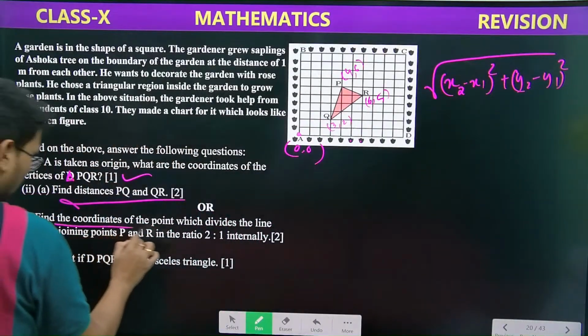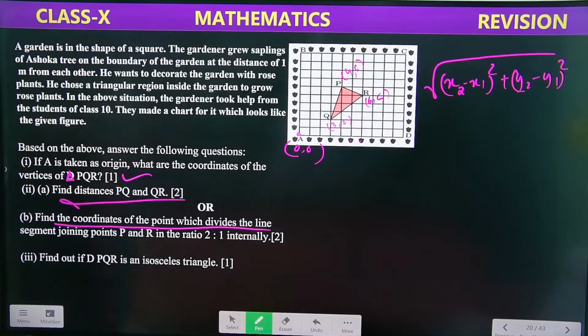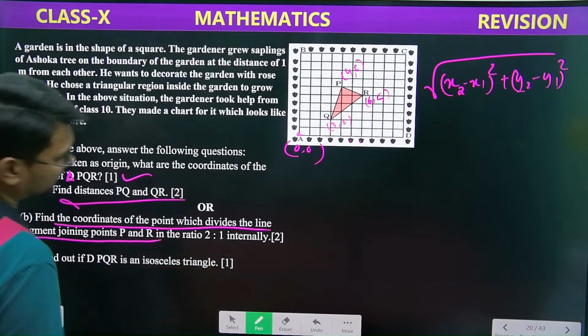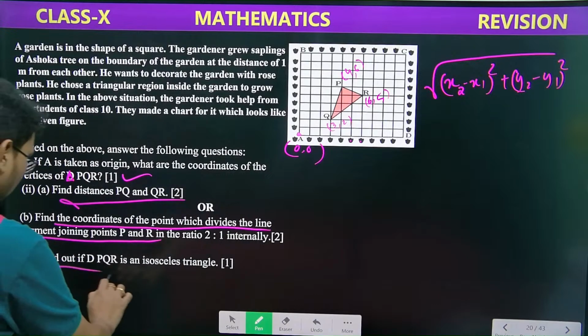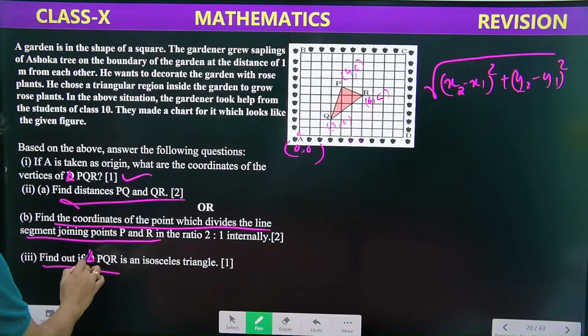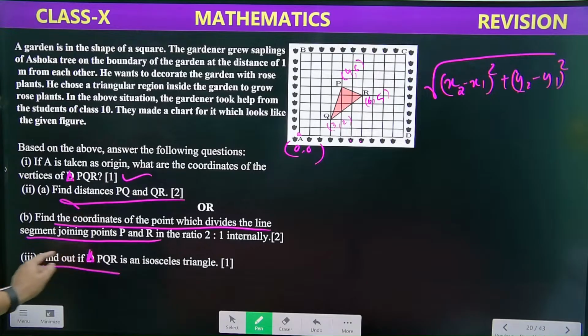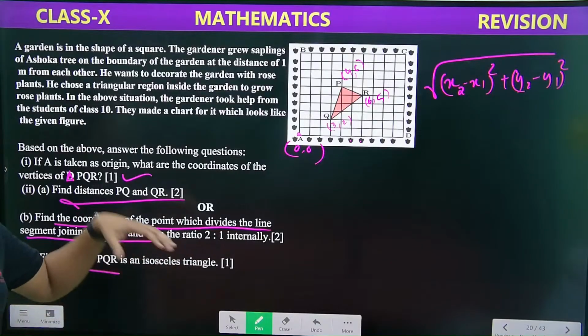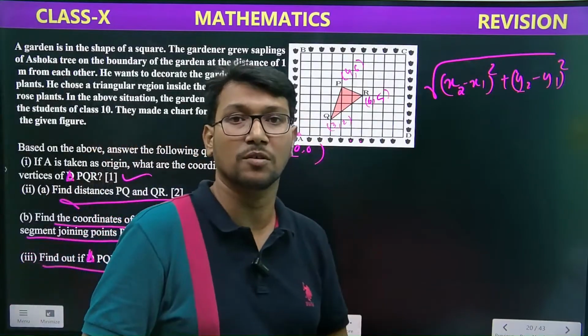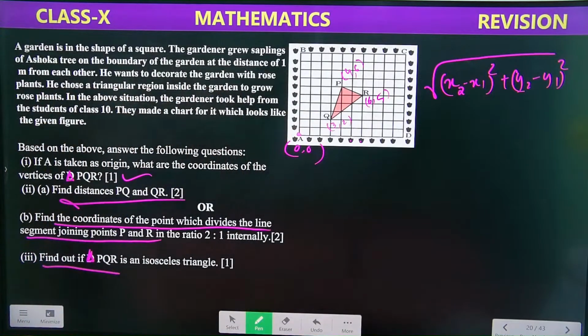Then find the coordinates of the point which divides the line segment joining the points P and R in the ratio 2:1. You have to find that point. Then find out if triangle, not D, this is not D, actually this is a triangle. Find out if triangle PQR is an isosceles triangle. Okay, find out if PQR is an isosceles triangle. It means you have to check whether it is isosceles or not. Tell me the answer quickly. Say it.